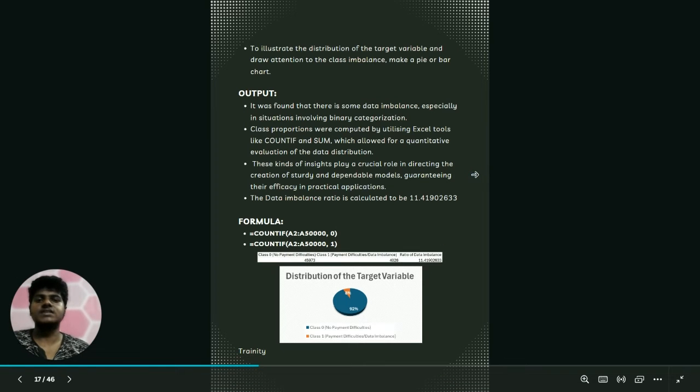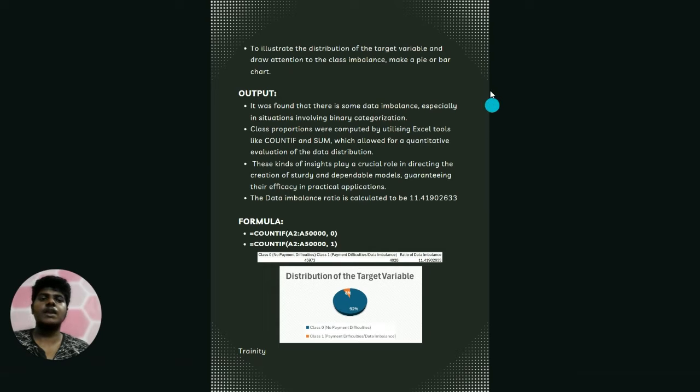by doing this analysis, it was discovered that there is a data imbalance, particularly when binary classification is involved. Excel functions like countif and sum were used to calculate class proportions, enabling a quantitative assessment of the data distribution. These types of insights are vital in guiding the development of robust and consistent models, ensuring their effectiveness in real-world applications. The ratio of data imbalance is computed as 11.41902633. These are the formulas I have used. So this is the pie chart.